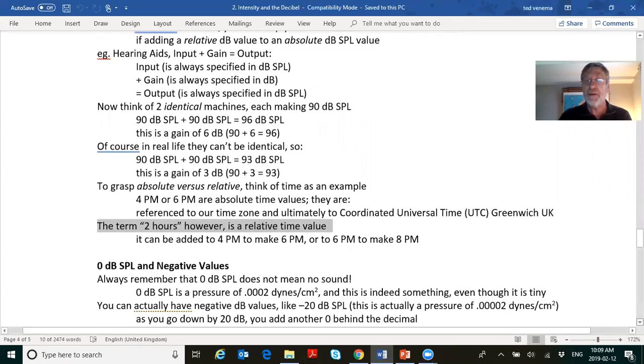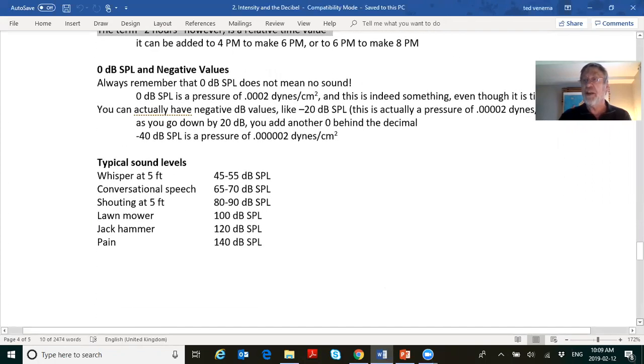All right, we're nearing the end of this section. Doing well. Just keep the concepts in mind.